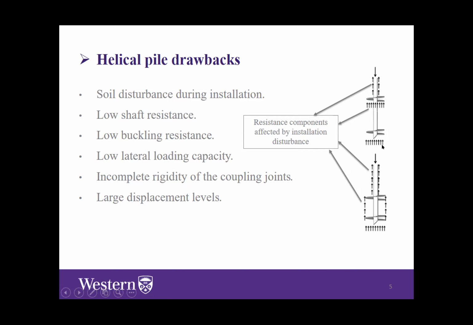Besides, as we know, most of the helical pile capacity is derived from the bearing resistance of its helical plates. And the bearing resistance requires a high displacement level to be fully mobilized. So probably about 10% of the helix diameter, or maybe from 5 to 10% of the helix diameter. So these are large displacement levels. And usually we don't allow this high displacement level in our designs.